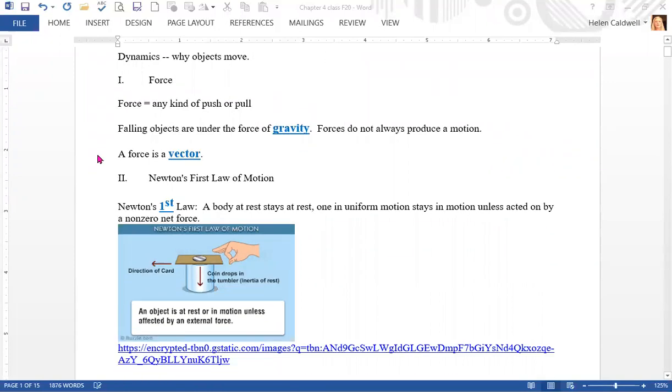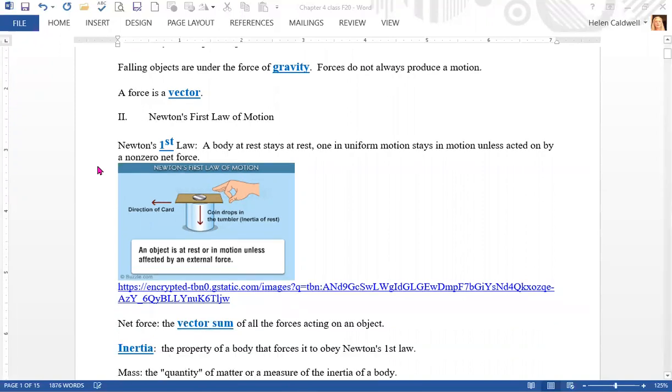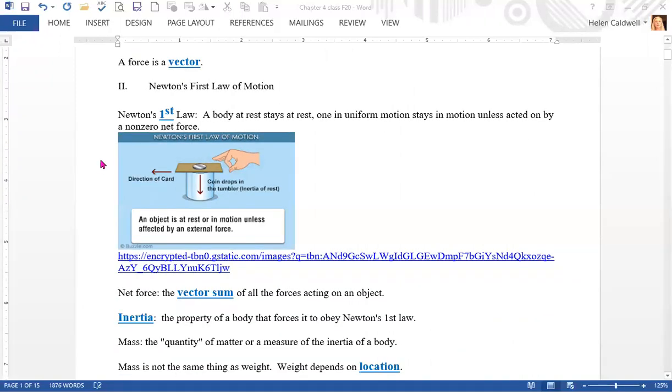Force is a vector. That means it has magnitude and direction. So we care about how big is it and which way does it point. We will always indicate the direction. By now you should be comfortable with that idea. All right, so Newton's laws. Newton has 3 laws of motion.